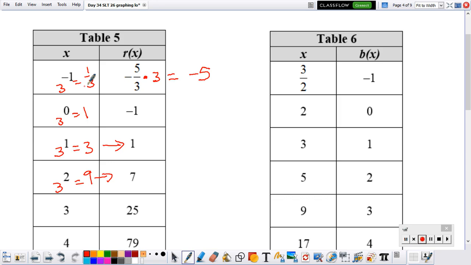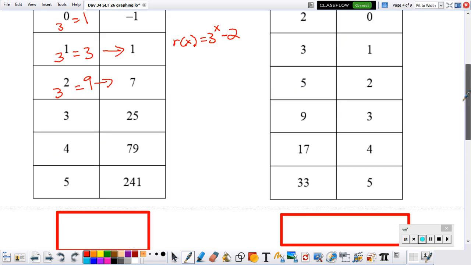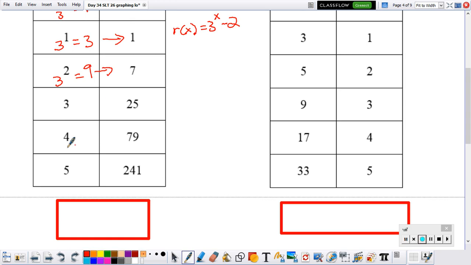What do we have to do to all of these values to get the output values? We have to subtract 2. 9 minus 2 would be 7. 3 minus 2 would be 1. Let's test it with one of the ones down below. So let's test it with 4 because that's my favorite, 3 to the 4th. So if I do 3 to the 4th minus 2, 3 to the 4th is 81, minus 2 would be, check, 79. And sure enough, there it is.